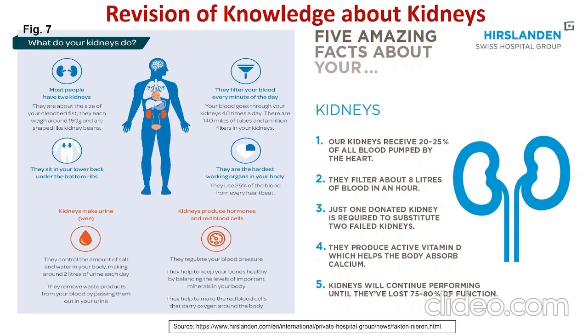What do our kidneys do? Of course, we all know that most people have 2 kidneys, and they filter our blood every minute of every day, and all the blood comes through the kidneys about 40 times per day. They are the hardest working organs in our body, which use 25% of blood from every heartbeat. What do they do? First of all, kidneys make urine. Students always say this because it's very simple: salt and water retention are all functions of the kidney, but it's not the single function of the kidney.